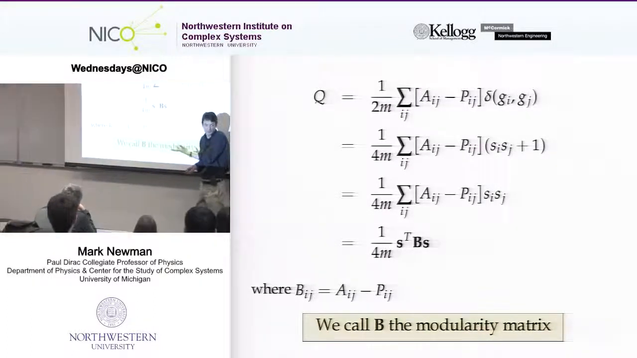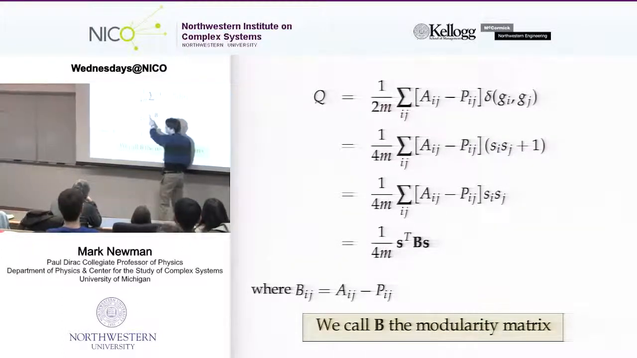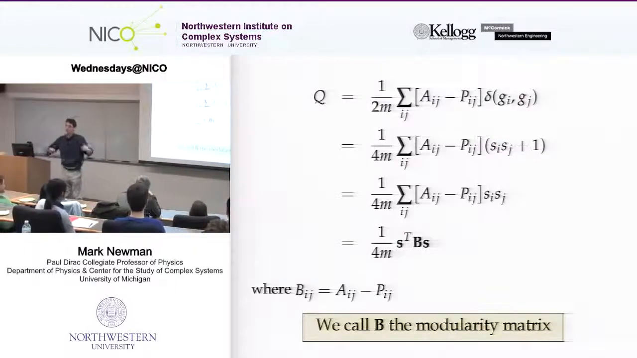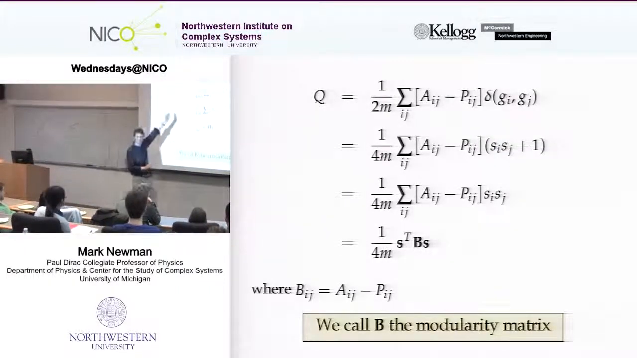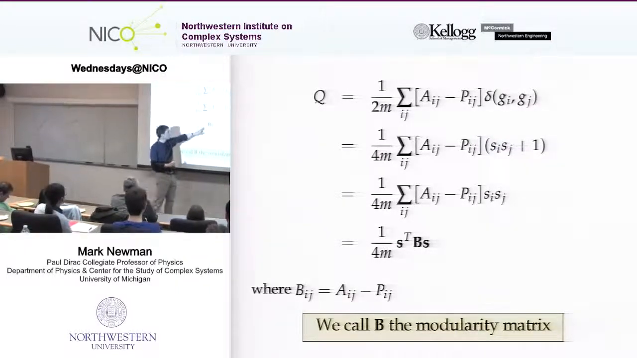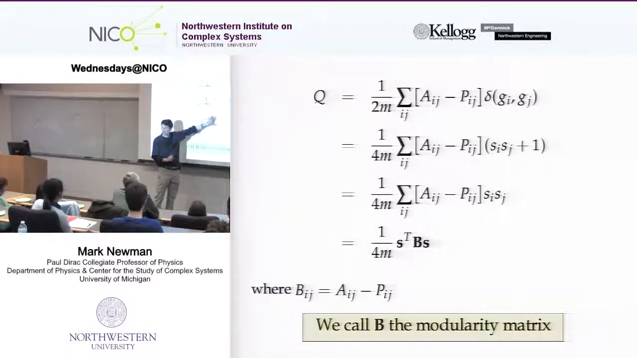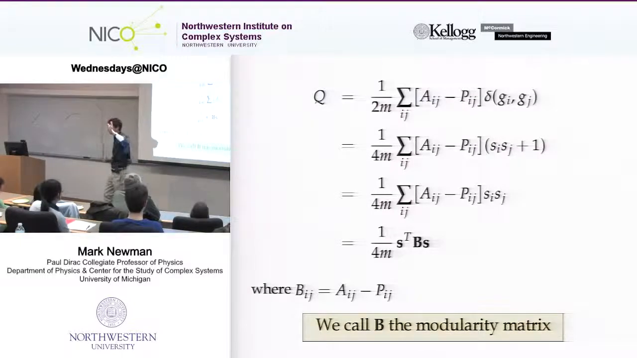If you tell me a network, then I can calculate this B. That just depends on the structure of the network. And this s just depends on how you break the network up into the two groups. The name of the game now is that we want to maximize this quantity Q by varying s. You give me a B, and I want to find the s that makes this thing as big as possible. That's going to be my best division into groups.